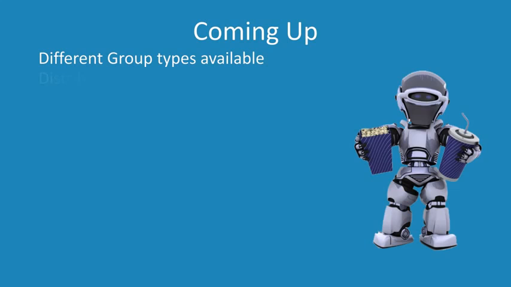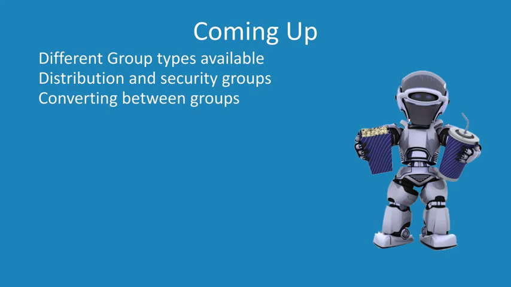Next, I will look at the difference between distribution and security groups. After this, I will look at how to convert between groups. Converting between groups does allow you to fix some mistakes if you use the wrong group. Finally, I will look at how to create and use these groups on my Windows Server 2008 R2 domain controller.